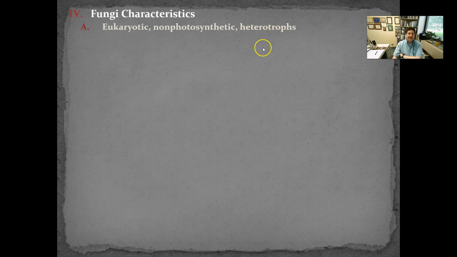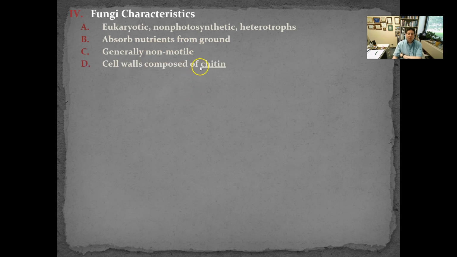Where do fungi get their food from? The ground. They absorb nutrients from the ground or from dead organic matter, generally non-motile. And all fungi have cell walls composed of a polysaccharide, a carbohydrate, called chitin. Now, fungi fall into two basic categories.